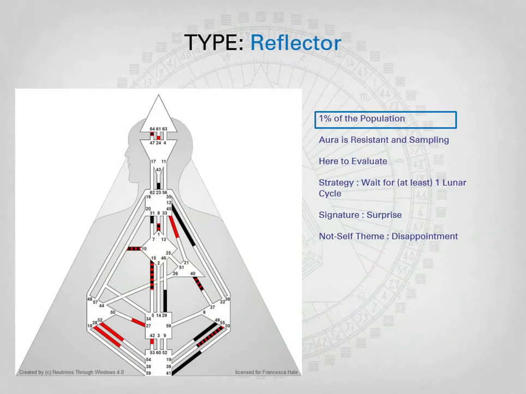And the final type is the reflector. They are quite rare. Only 1% of the population are reflectors. They are here to evaluate, to keep tabs on the environment, and their aura helps them with this by being resistant and sampling. They constantly hope to be surprised by life, by people being correct, and they are often disappointed. Their strategy is to wait, often for a month, sometimes more, sometimes less, but in 1 month the moon goes through all the gates of the body graph, and this also helps them sample the energy and find clarity.